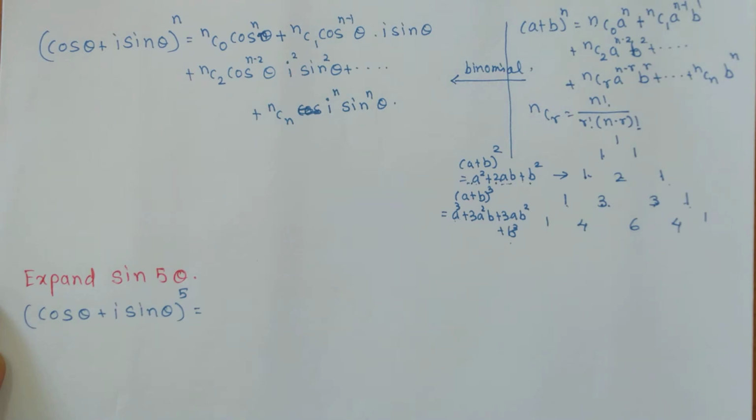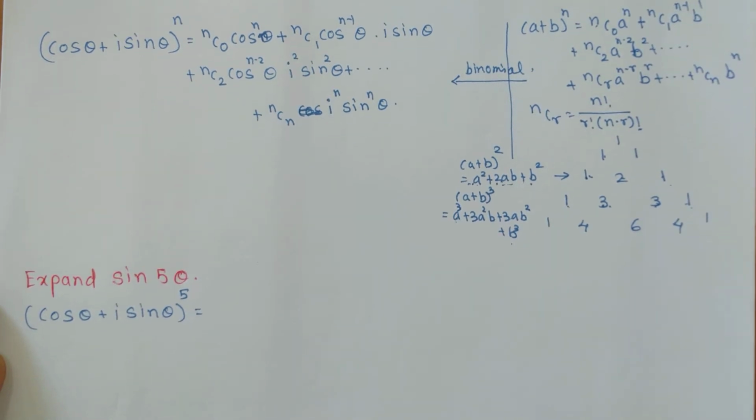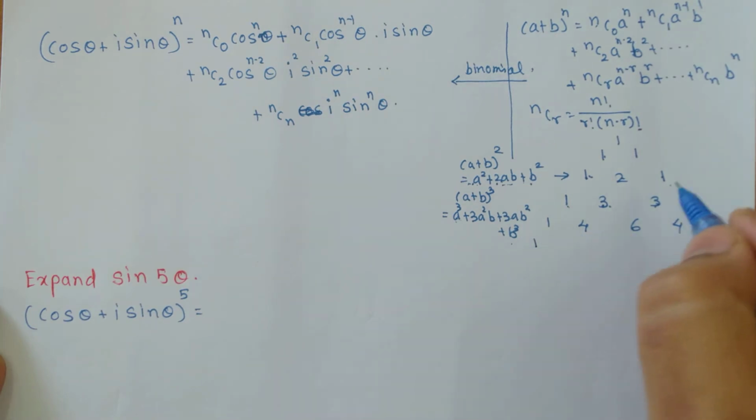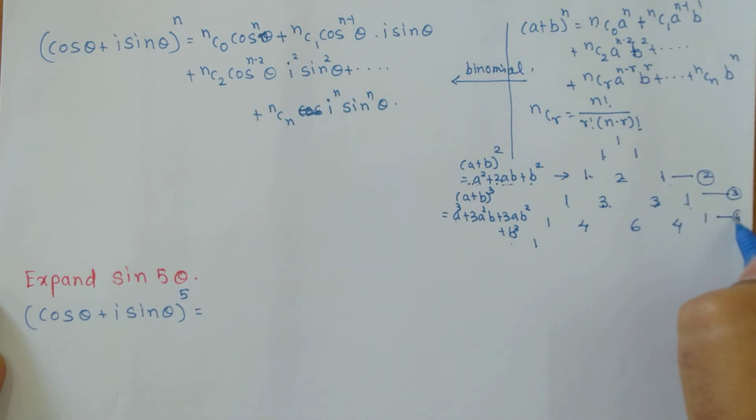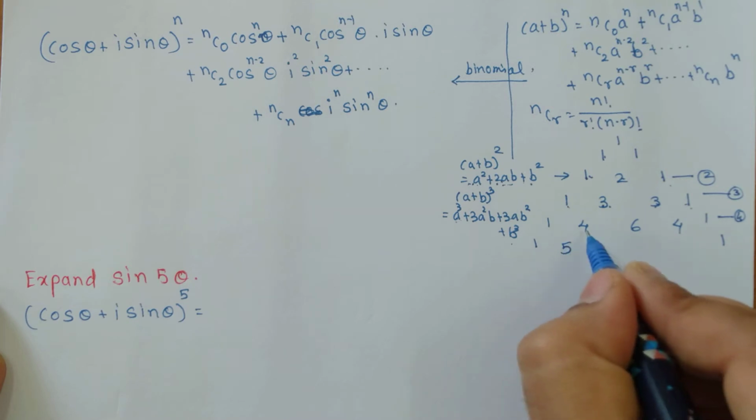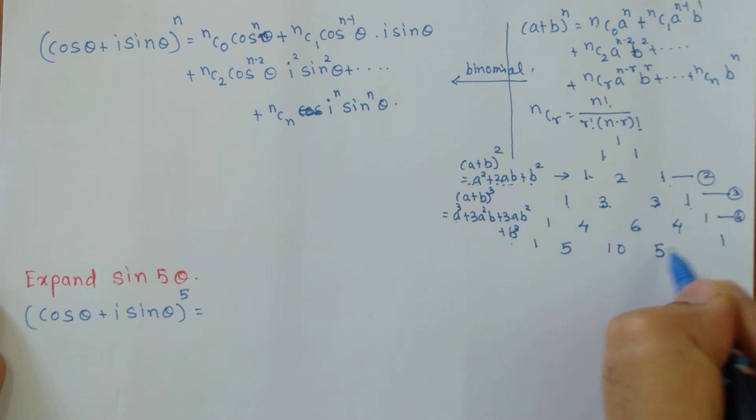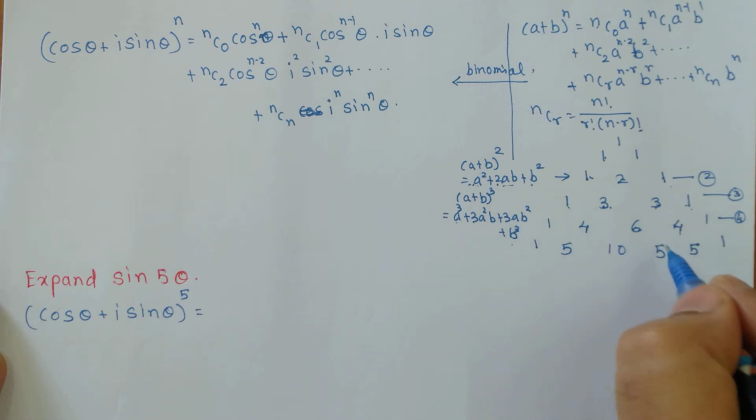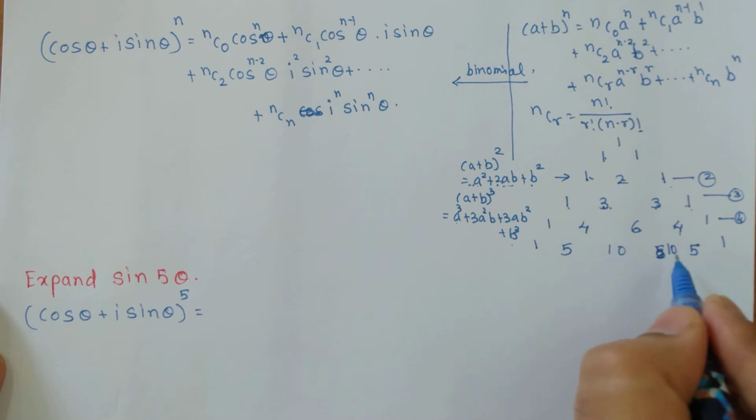Here we have 1 4 6 4 1. We'll go for one more step. This is for n is 2, this is for n is 3, this is for n is 4, and then for 5. So 1 1 as it is. 4 plus 1 is 5, 4 plus 6 is 10, 6 plus 4 is 10, and then 5. So 1 5 10 10 5 1.